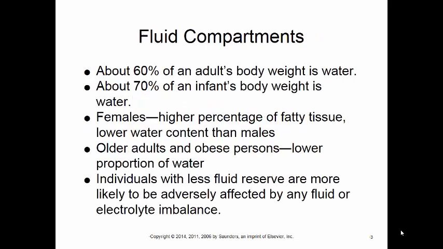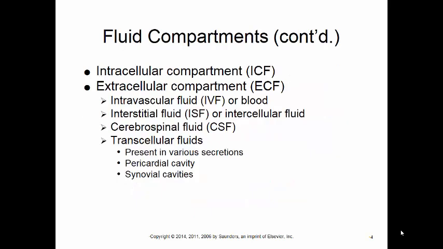About 60% of the adult's body weight is water, and if we look at the infant, it's about 70%. We typically see more water in males and less in females because females typically have a higher fatty tissue percentage. Also, older adults and obese persons have a lower proportion of water. Individuals with less fluid reserve are more adversely affected by electrolyte imbalances and fluid imbalances.